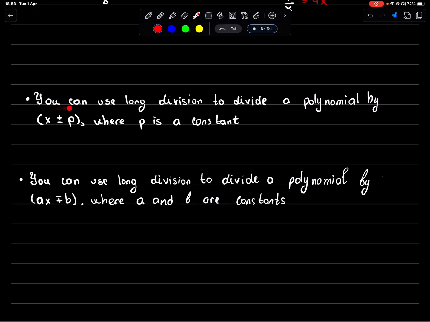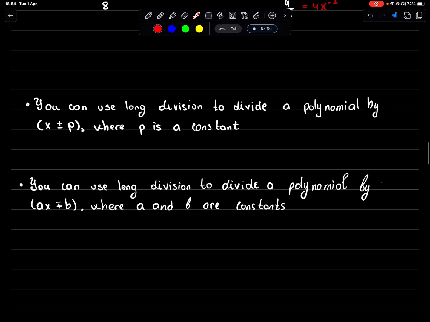Okay, so you can use long division. The long division you know from grade 4 or grade 3 for numbers. The same logic we're going to use for algebraic expressions, to divide the polynomial by x plus or minus p, where p is a constant. The x plus p or x minus p is also a polynomial. Basically, what we do is divide a polynomial by a polynomial, or the divider can also be in the form ax plus b, like for example 2x plus 2 or 2x minus 5. So both are possible.